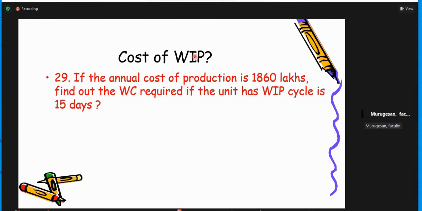Raw material will be linked to annual purchases.